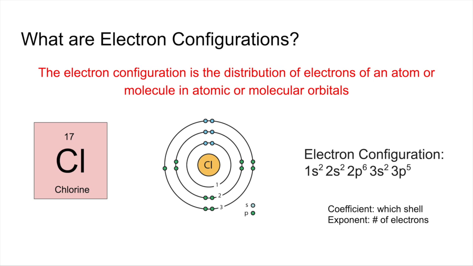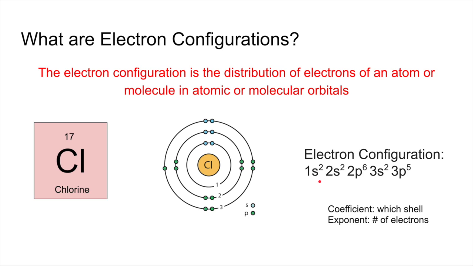Let's look at chlorine now. Chlorine has an atomic number of 17, which means it has 17 electrons. Chlorine has 1, 2, 3 shells, and this is the electron configuration for chlorine. So let's read it. 1s2, 2s2, 2p6, 3s2, 3p5. Since chlorine is a larger atom, it's more complicated, but let's go through this.